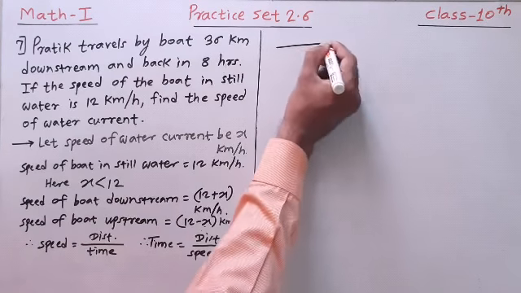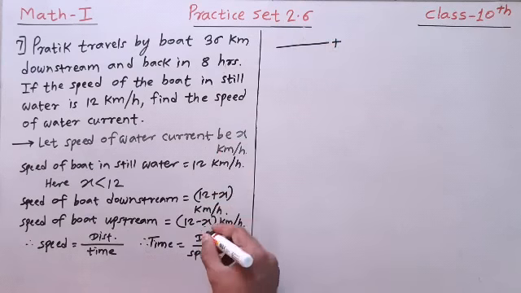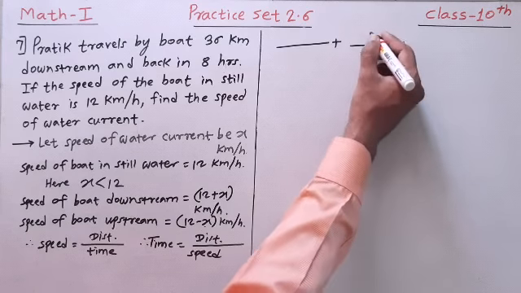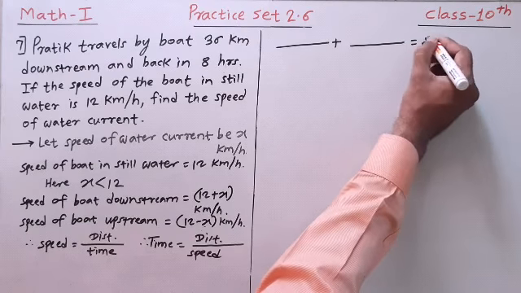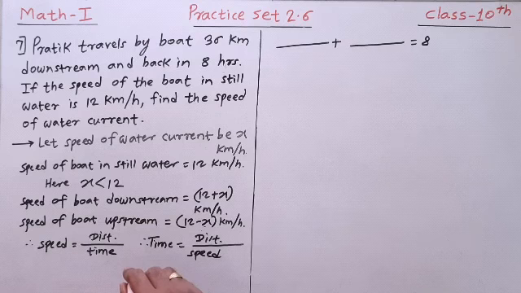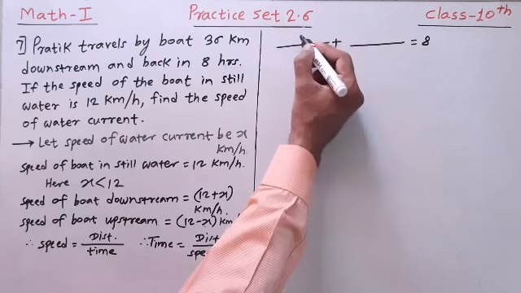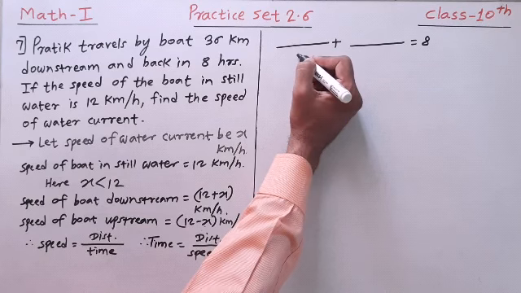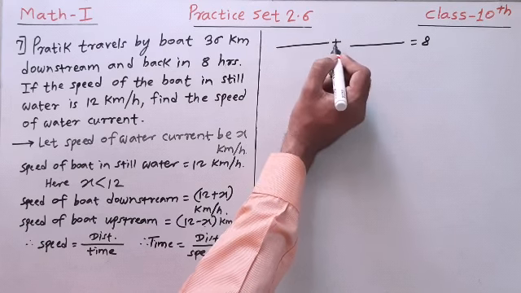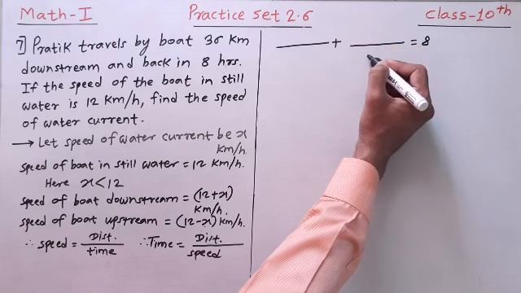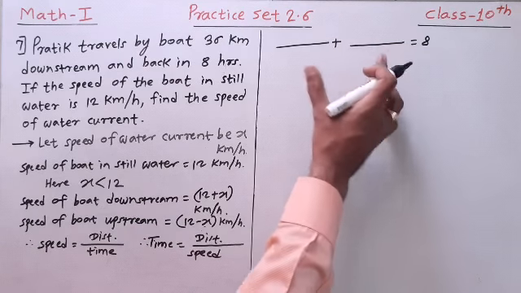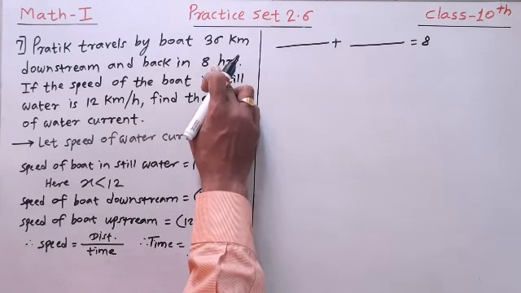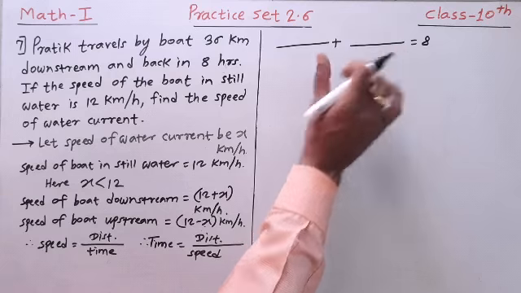Time in terms of speed and distance plus time again in terms of distance and speed is equal to 8 hours. Here we will write the distance upon speed for downstream plus distance upon speed for upstream, and the traveling in both the directions takes 8 hours, that is given in the question. So this will help us to make the equation.